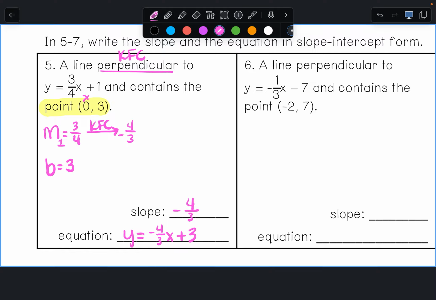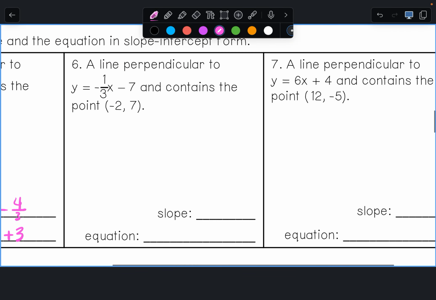Number 6. Write the equation of a line perpendicular to this one, and it also contains the point negative 2, 7. Well, the slope of the original line is what?